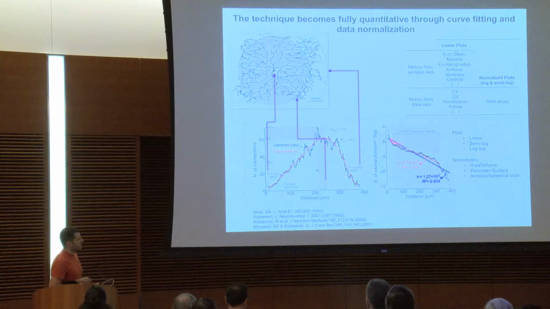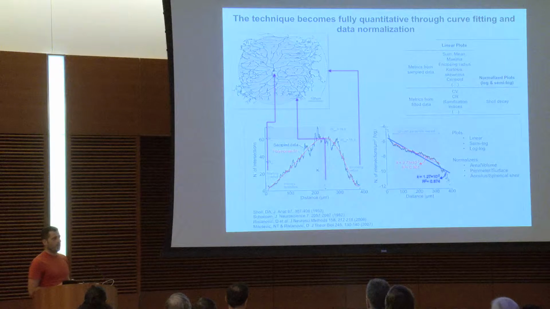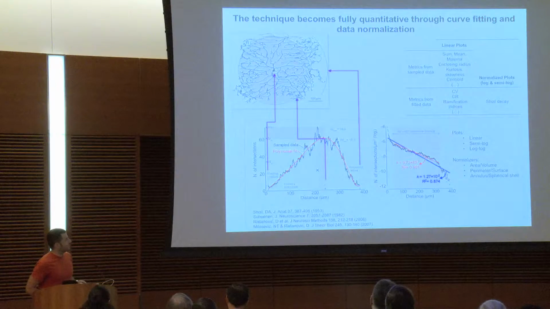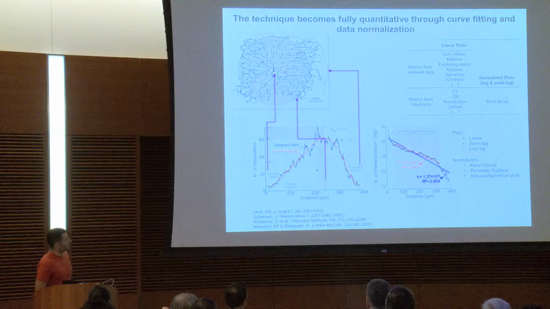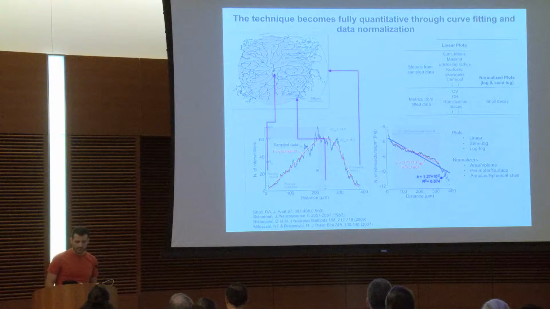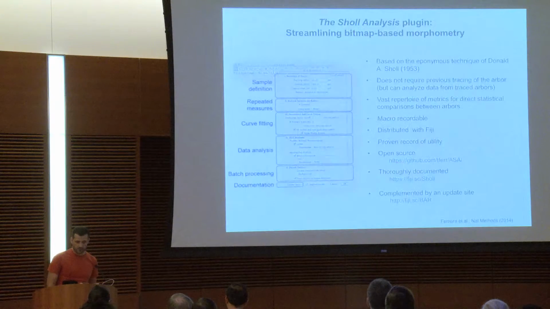And we also can normalize the data to establish linear relationships and extract constants that we call, in this case, the actual decay, which is a measure of how fast the morphology is changing in the cell as it grows. And so I won't go into detail, but we're able right now to establish between 20 and 40 metrics that are based only on the Sholl approach itself.